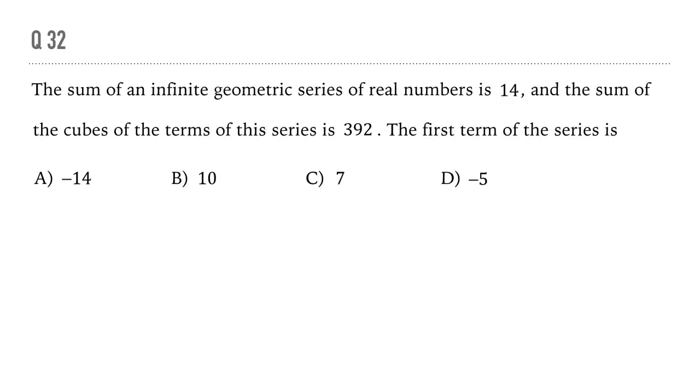Take a moment to read the question. The sum of an infinite geometric series of real numbers is 14 and the sum of their cubes is 392. We have to find out the first term of this series. How do we do this question?